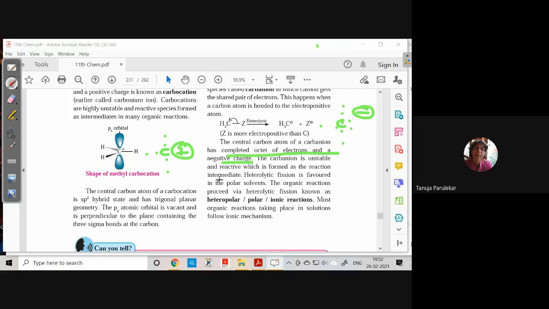The carbanion is unstable. Again, all these species are not at all stable. They are unstable and reactive, formed as a reaction intermediate. So all these species are reaction intermediates.